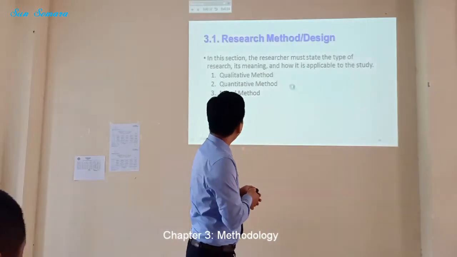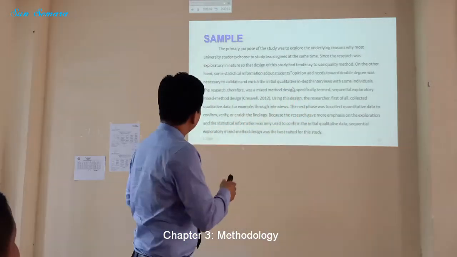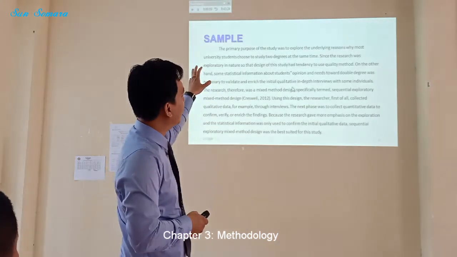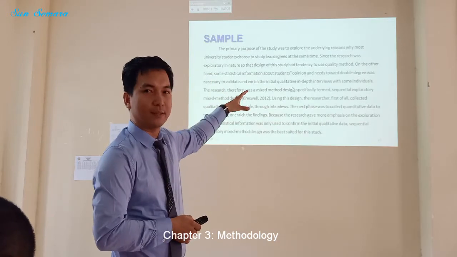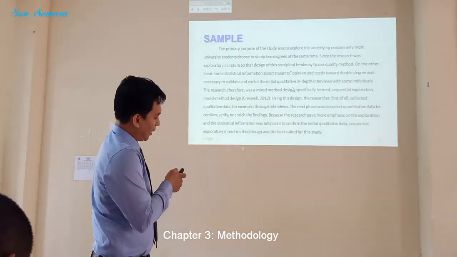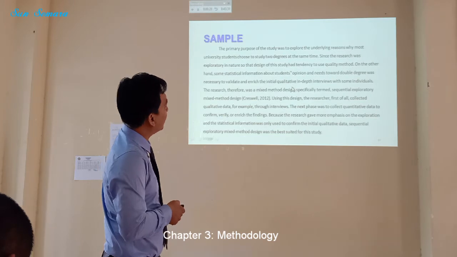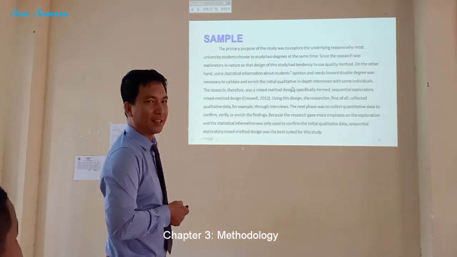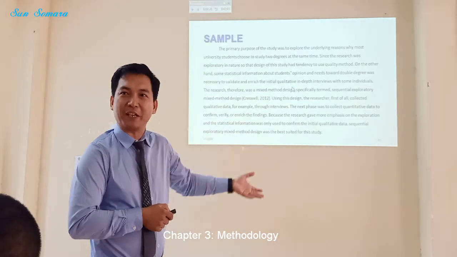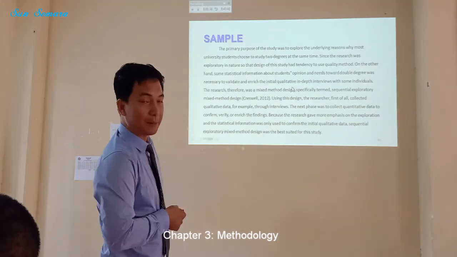Okay? Next, here is one sample. It is the way to show you how to write when you write in the research design. Here, I said that the primary purpose of the study was to explore the underlying reason why. So it starts with why. That's why you know, oh, okay, maybe you want to have a depth understanding. Maybe this one is qualitative, right? Why university students choose to study 2 degrees at the same time?